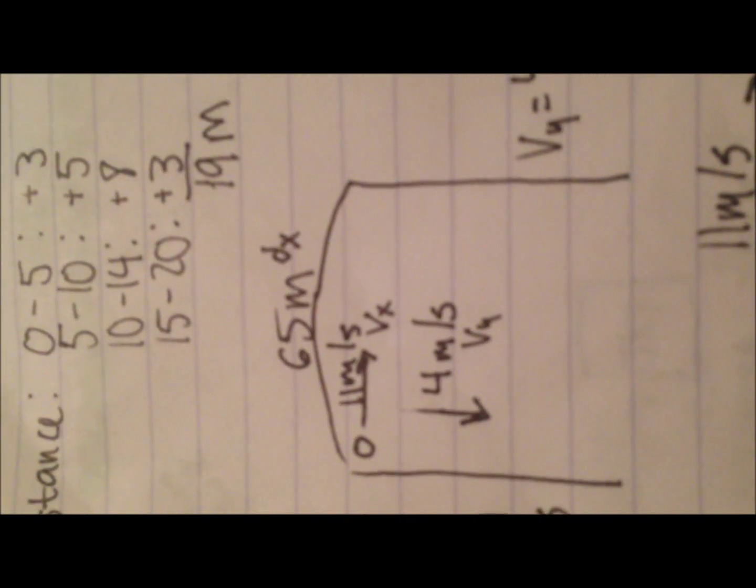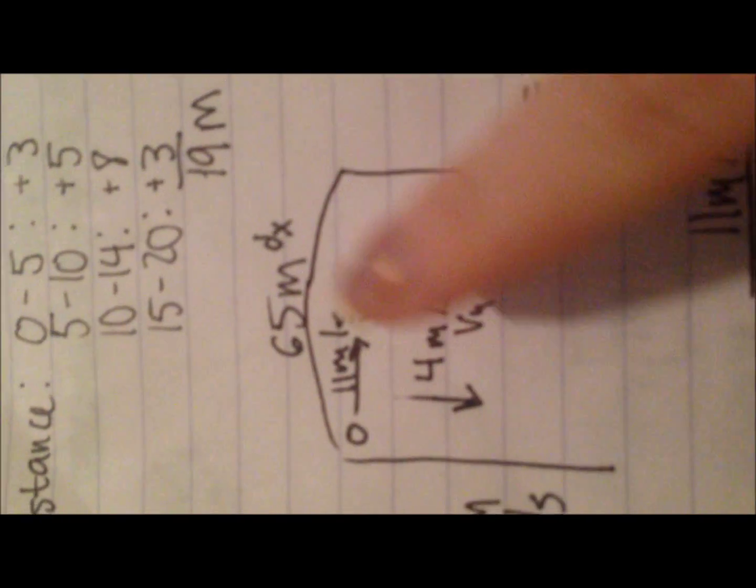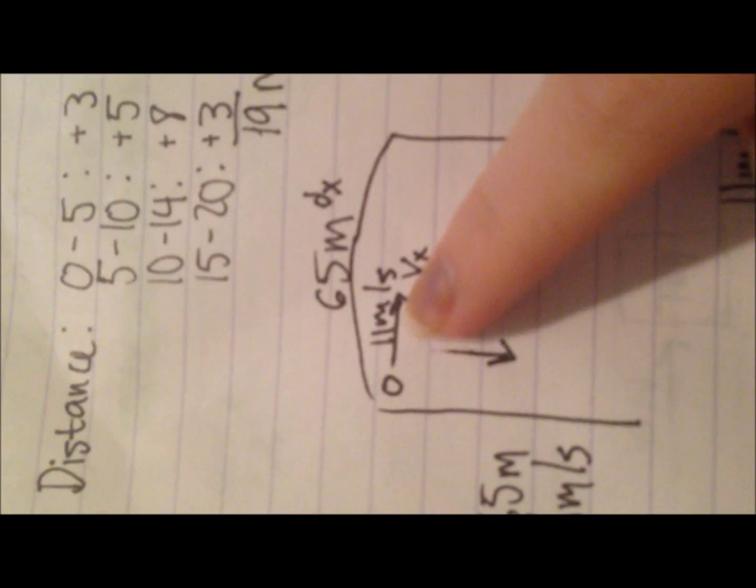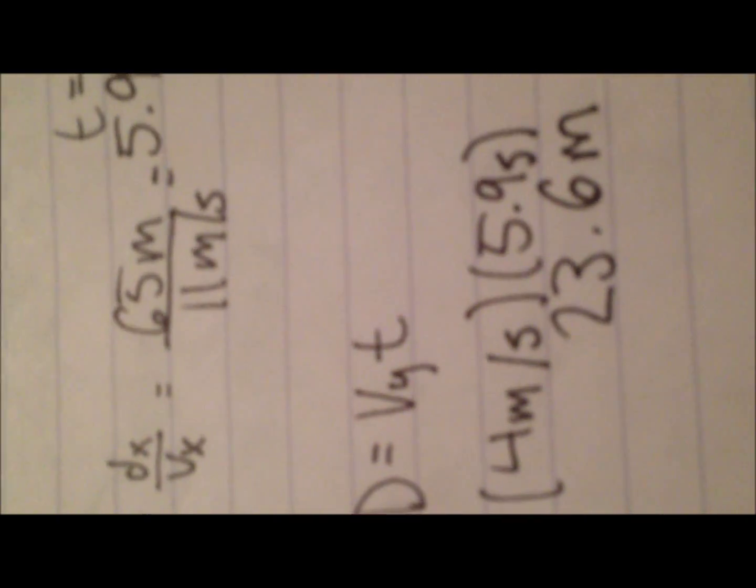So here's a diagram of the stream, the 65 meters, which is our dx. Here's Pete in the 11 meters per second, which is our vx. And our downward 4 meters per second, which is our velocity in the y. How long? We use time formula dx divided by vx, which when we plug in what we know, we get 5.9 seconds. How far? We use d equals vx times time. We plug in what we know and we get 23.6 meters.